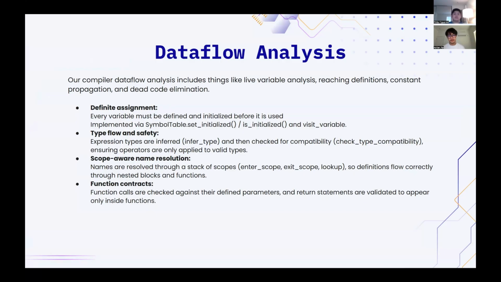Expression types are inferred and then checked for compatibility, ensuring operators are only applied to valid types. Then we have scope-aware name resolution, where names are resolved through a stack of scopes, so definitions flow correctly through nested blocks and functions. And then we have function contracts, where function calls are checked against their defined parameters and return statements are validated to appear only inside functions.